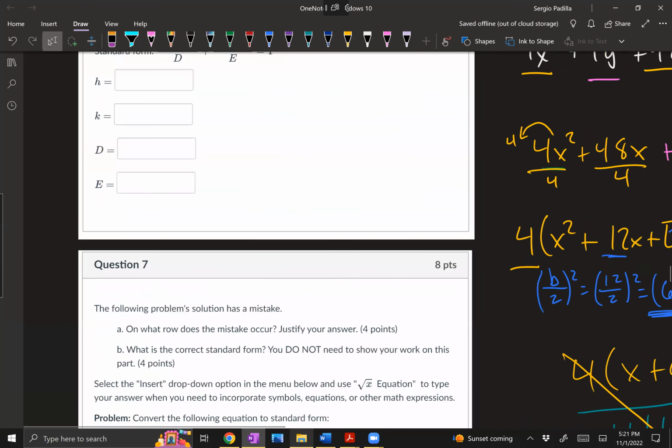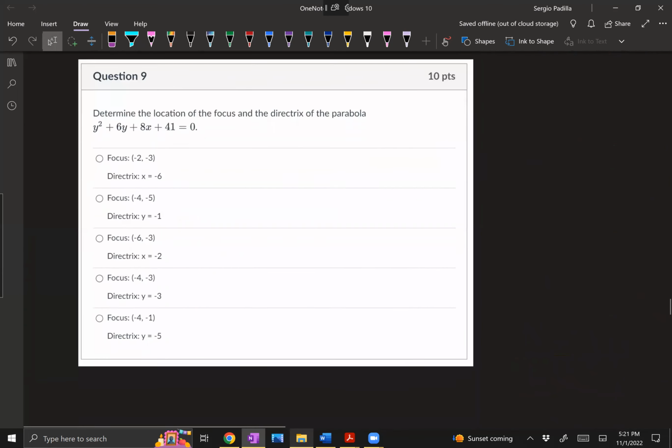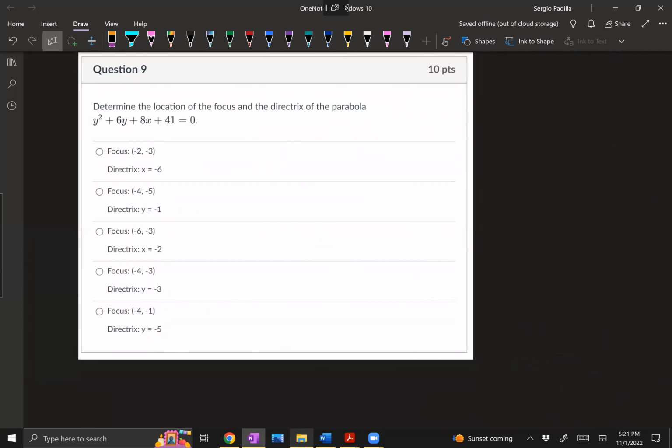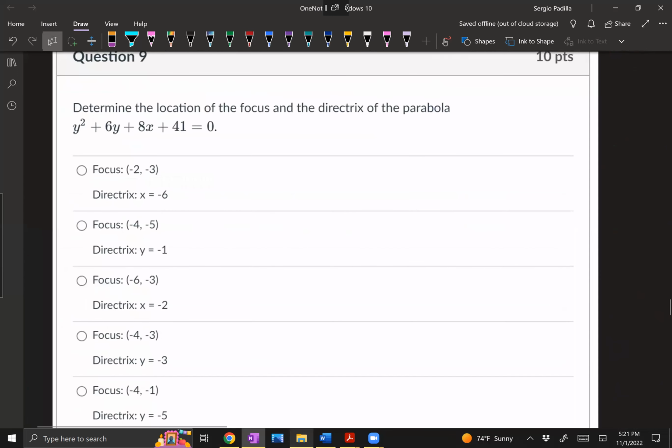So here in this particular one, they give you all sorts of things to work on. I wouldn't expect too much about the focus and the directrix on this, but you're going to do the same type of thing with question number 9. If you need to, make sure that you know how to complete the square for this guy. Go back and look at some of those videos that I've already posted on doing the conic sections with parabolas.